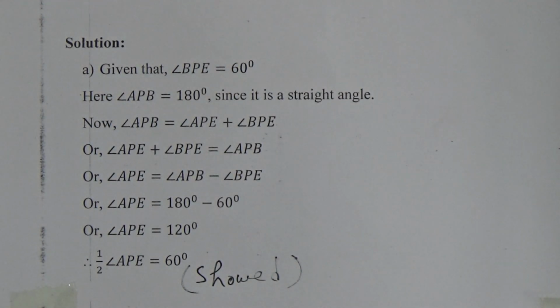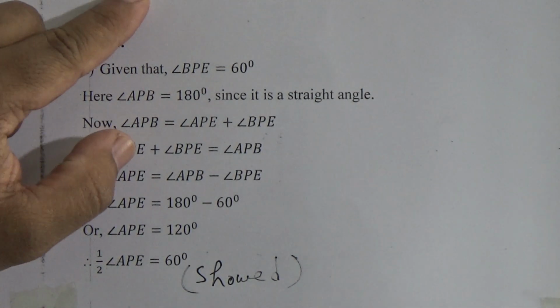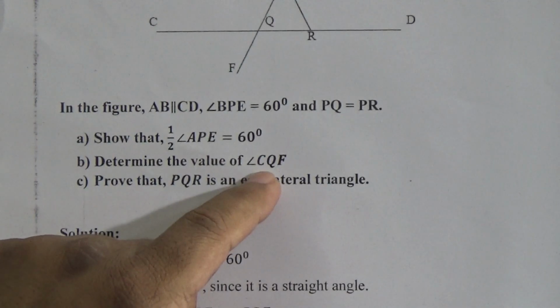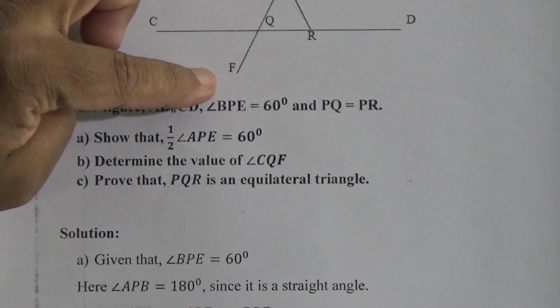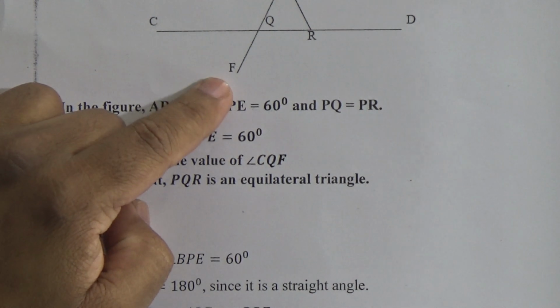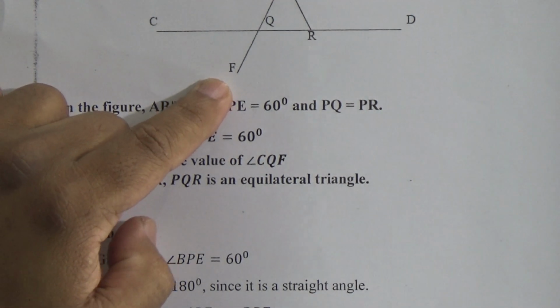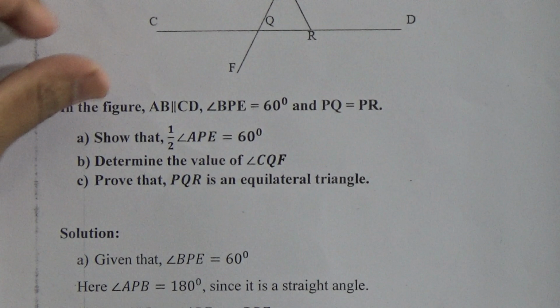Now we will solve question number B. My dear students, question B is: determine the value of the angle CQF. That means we need to determine the angle CQF. First of all, look at the figure and the information.